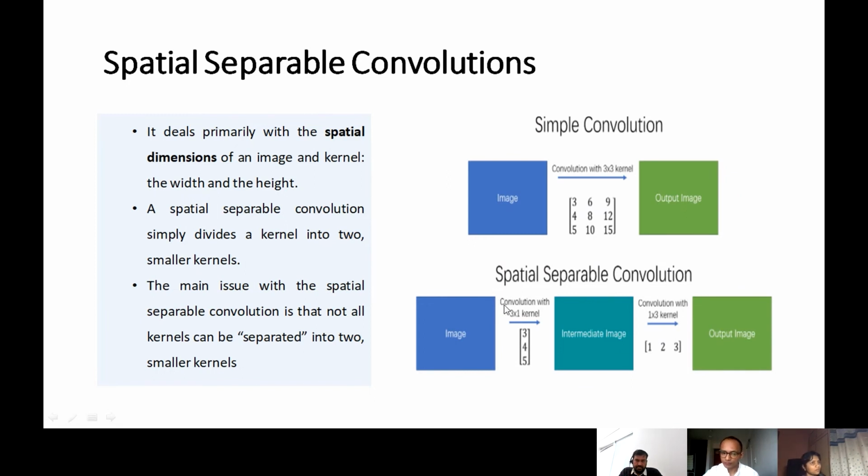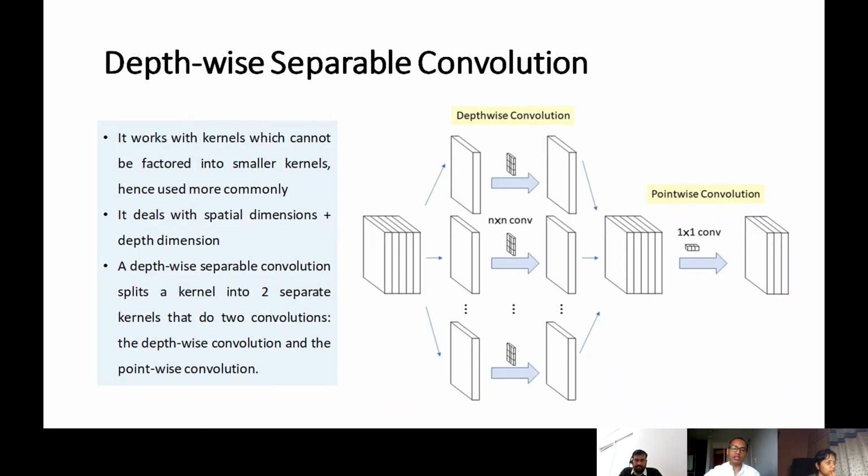But there is a disadvantage to it, or a difficulty in using this. That is, not all matrices can be decomposed into 2 different matrices. Like every single 3 cross 3 matrix cannot be divided into 2 matrices of 3 cross 1 and 1 cross 3. So this method is not applicable in day-to-day use, or to every single scenario. That is why there is an enhancement of it called depthwise separable convolution.